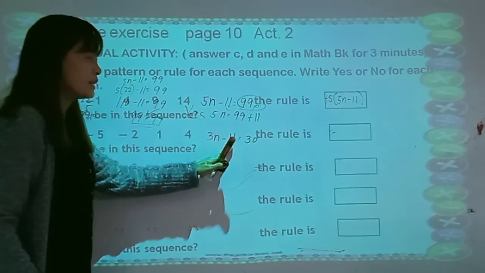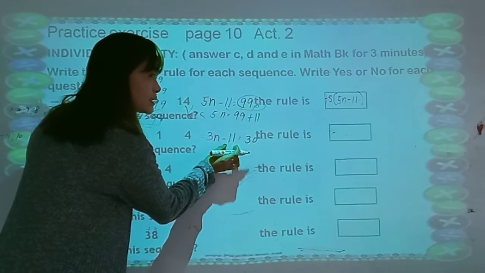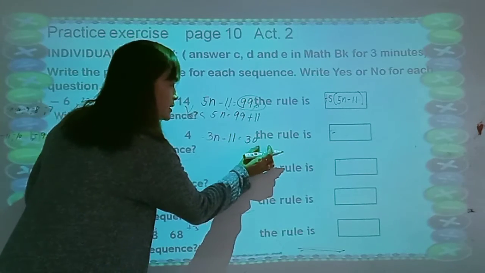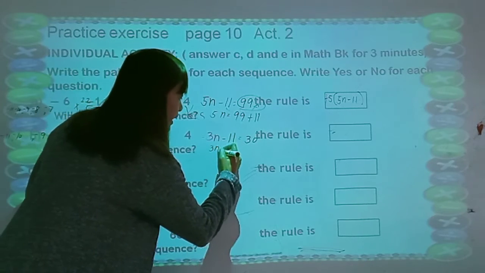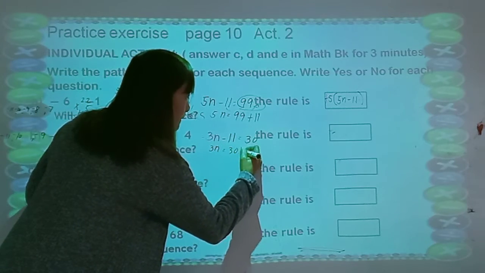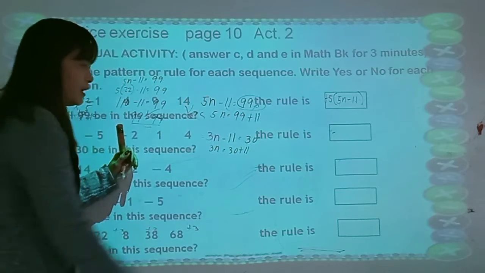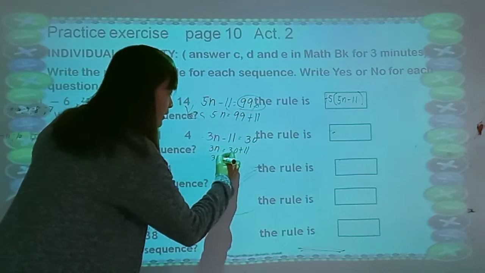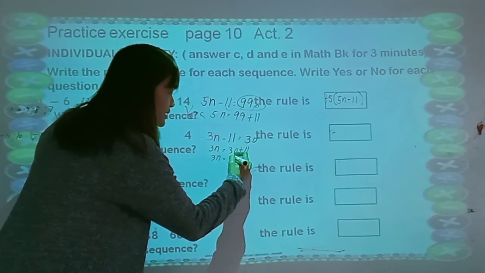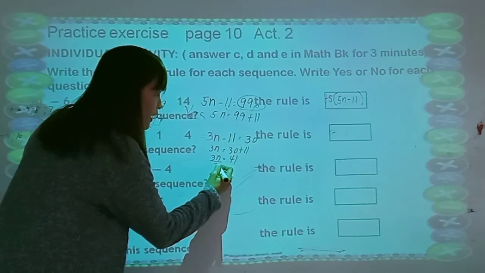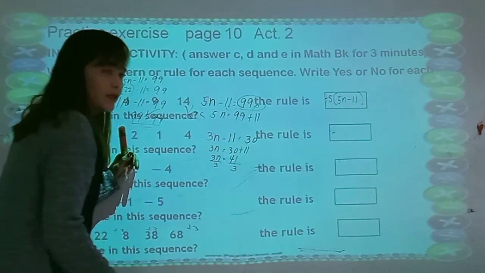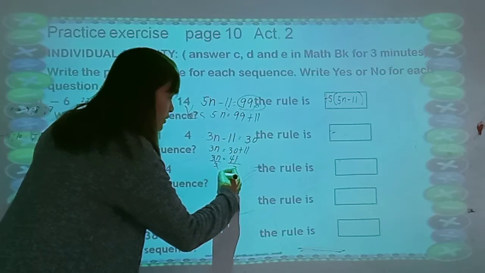Again class, we need to move this negative 11 to the other side of the equation, so it will change the sign. So we have 3n is equal to 30 plus 11. So 3n is equal to 41. To find the value of n, we need to divide both sides of the equation by 3. 3n divided by 3 is equal to n.